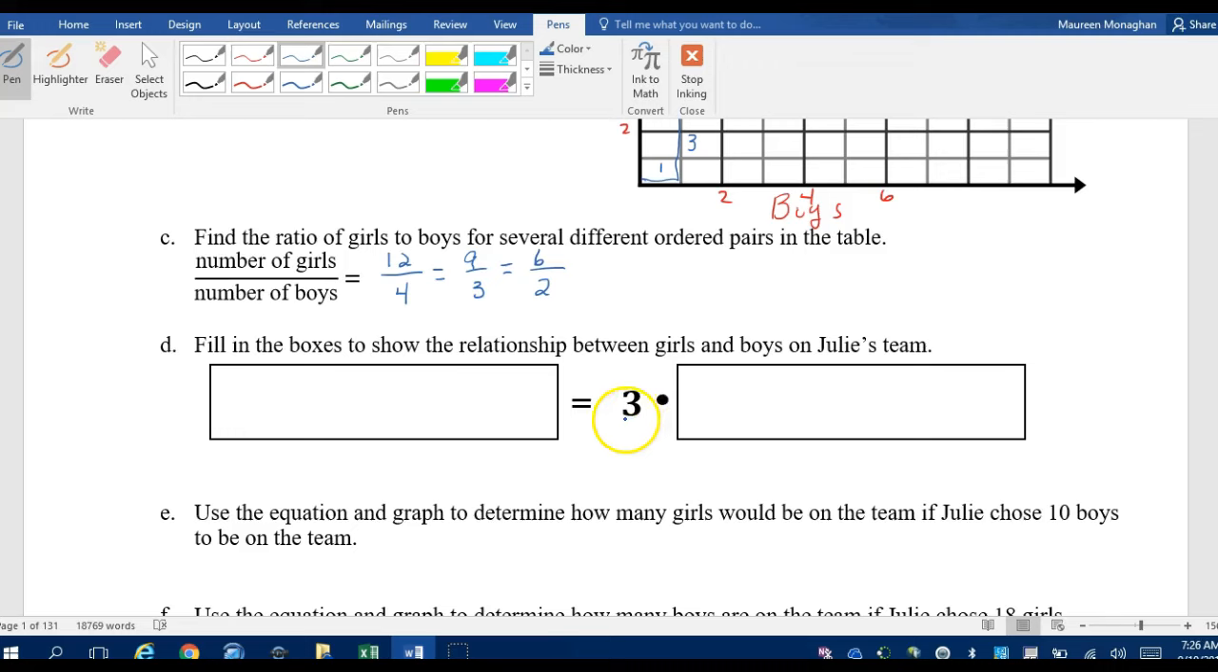Fill in the boxes to show the relationship between girls and boys on Julie's team. Well, what did we multiply the 3 by? Look back at the table. We did 3 times the number of boys. And over here is the number of girls. Because in order to get the boys to be equal to the girls, you would multiply by 3.